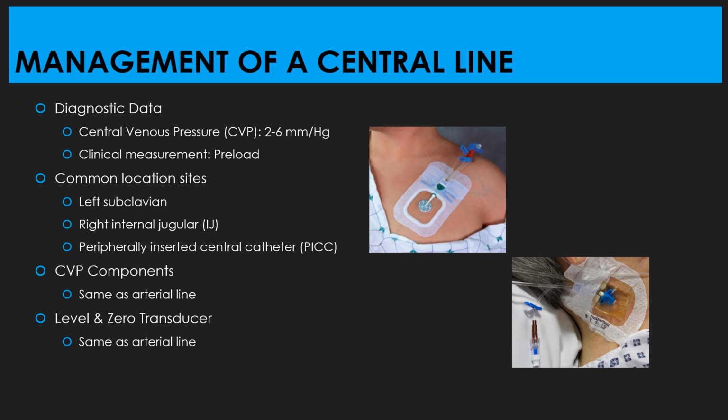And then as far as the CVP components, it's the same as the arterial line. So if you have a patient and the doctor wants an art line reading and a CVP, you just have a double lumen set. And so you are leveling and zeroing the transducer at the same time as the art line. So all of this is the exact same as the art line that we just discussed.